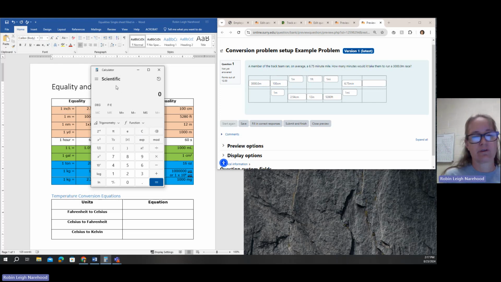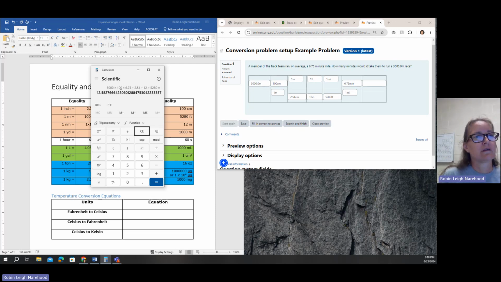So for this one, we're going to multiply 3,000 times 100 times 6.75, and then we're going to divide by the numbers on the bottom. So we're dividing by 2.54, divided by 12, divided by 5,280. So that is 12.582766664, and it keeps going.